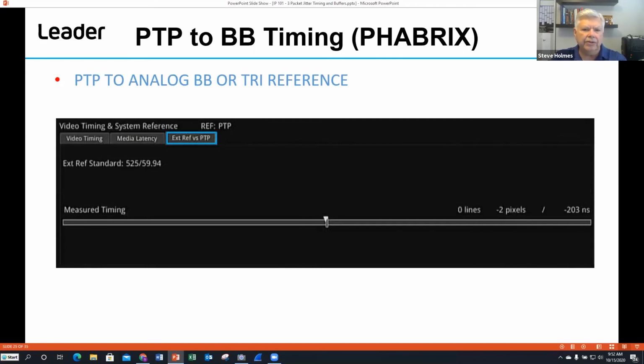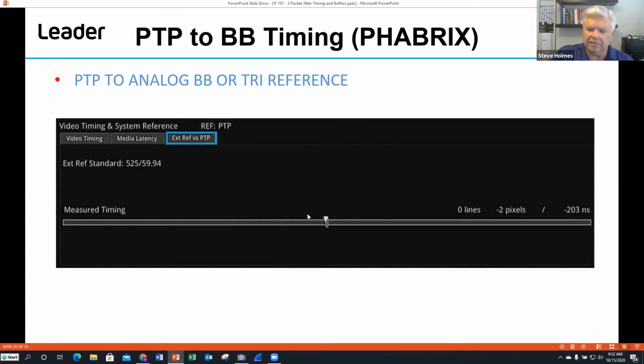and it's exactly where it should be coming in. And then on the QX, we can look at external reference versus PTP, and this is where we should be 0 by 0. And I'm right on, no lines, and I'm off by 2 pixels. Woo-hoo. So it is perfectly locked also.